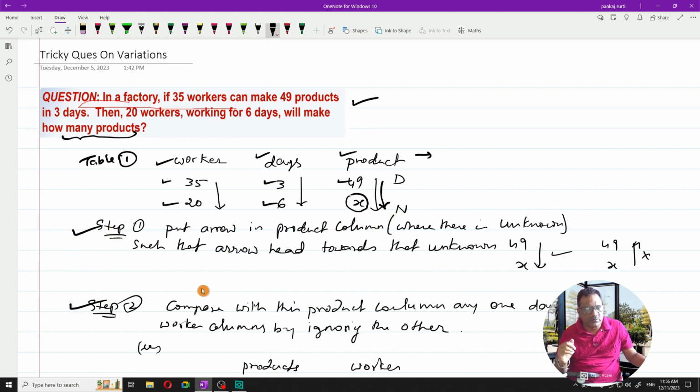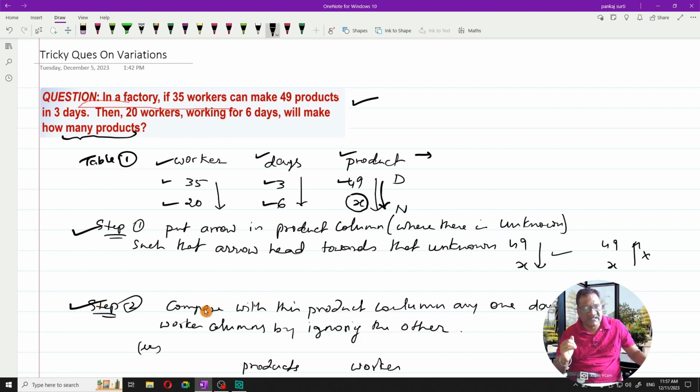Step number 2 is what you have to do now. Now we have to put the similar arrows. This arrow has been put in the last column. Now these two columns are remaining. In those also you have to put the arrow, but after following certain rules. So what is that rule that we are going to discuss?